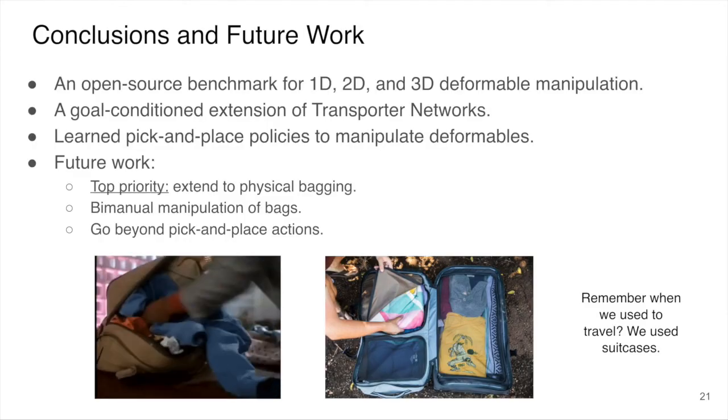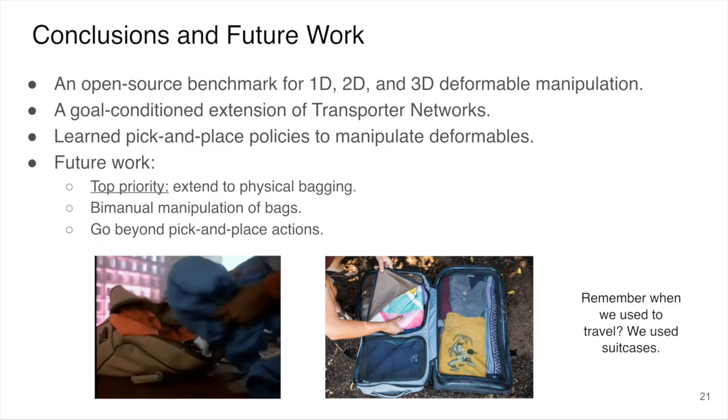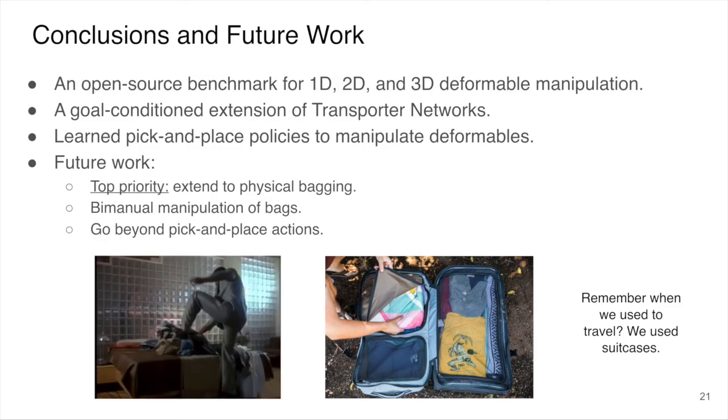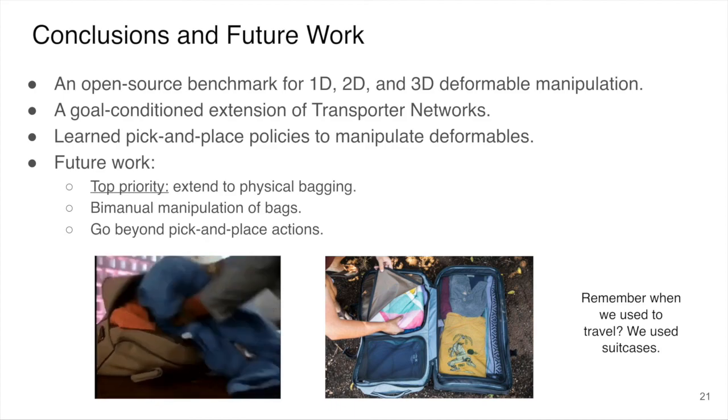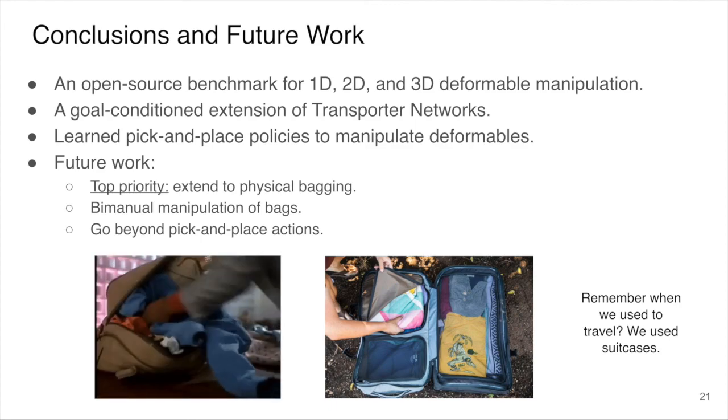In conclusion, we propose an open source benchmark for deformable manipulation and a goal condition extension of Transporter Network, along with learned policy for deformable manipulation. In future work, the top priority is to extend this to physical bagging, as well as to test bimanual manipulation and going beyond pick and place action.